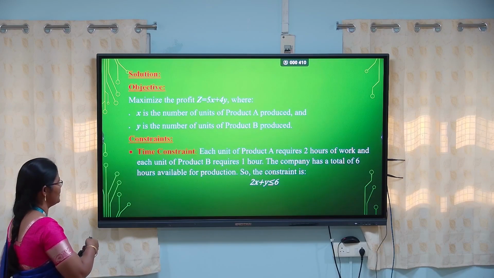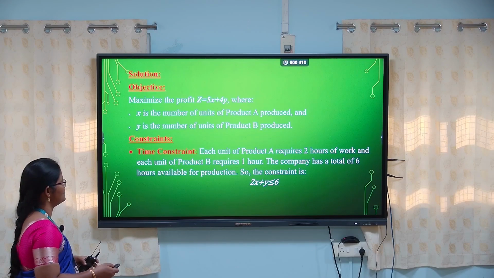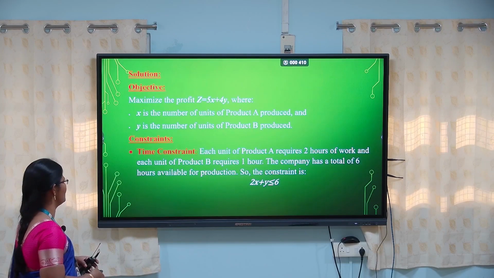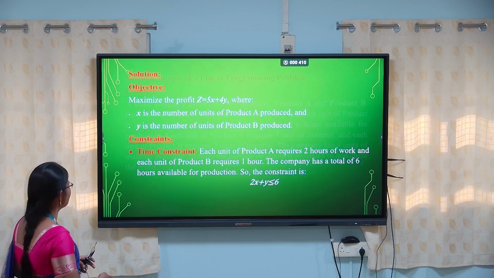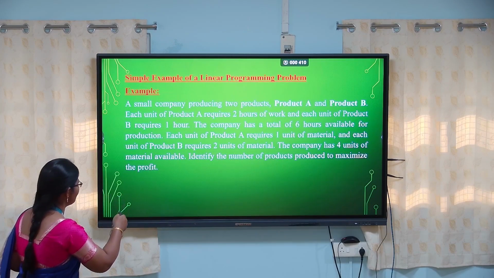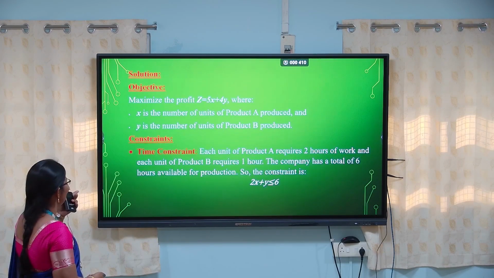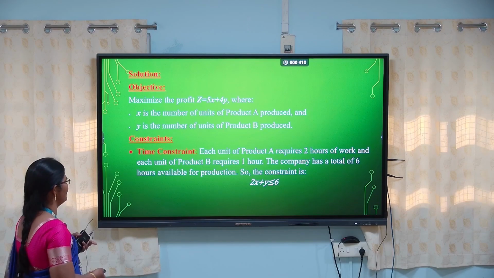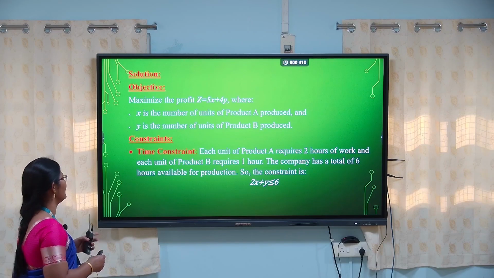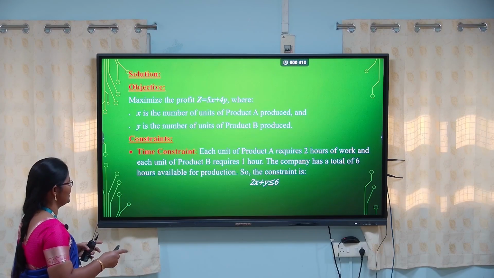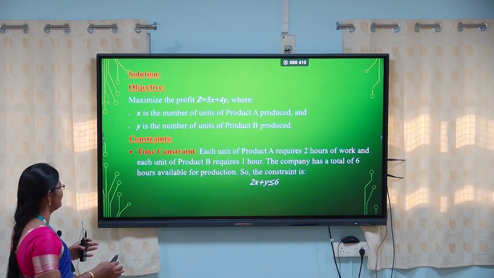Here x is the number of units of product A produced, and y is the number of units of product B produced. And the constraints: here two constraints are there. One depends on the time, and another depends on the material. First constraint, the time constraint: each unit of product A requires 2 hours of work, and each unit of product B requires 1 hour. Therefore, the company has a total of 6 hours available for production.